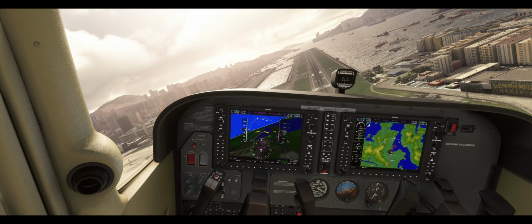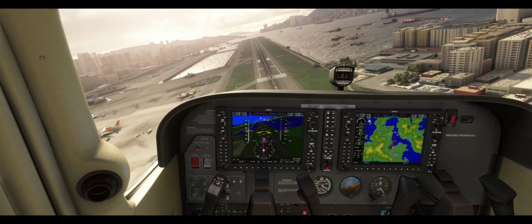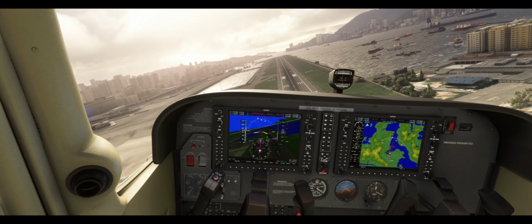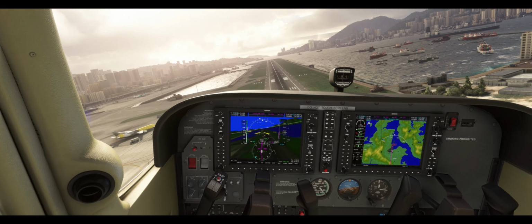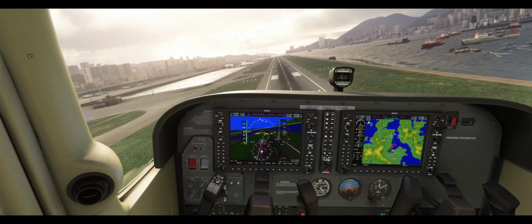Since we are flapless, we will be 5 knots above normal approach speeds. We are still high, so let's slip to get down. We use aileron into the wind direction, rudder to keep lined up with the runway, and slow ourselves down by bringing back the elevator a bit.